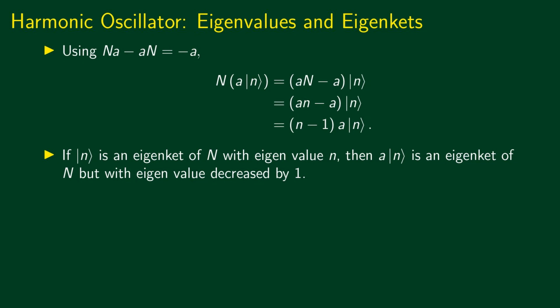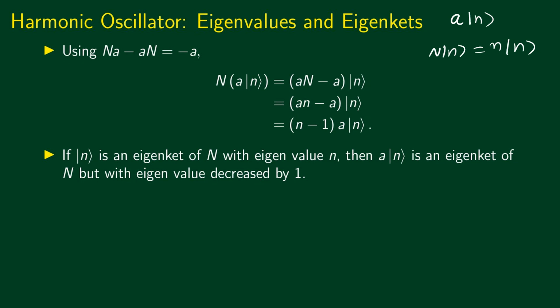To understand the physical significance of operator a, we need to find out how it acts on the base kets ket n. And these base kets themselves are the eigenkets of the number operator, obeying the eigenvalue equation n acting on ket n is equal to the eigenvalue n multiplied by ket n.